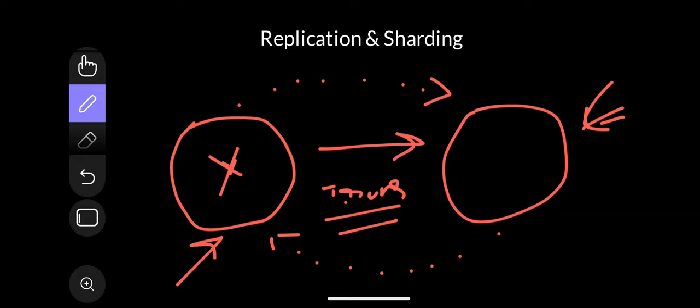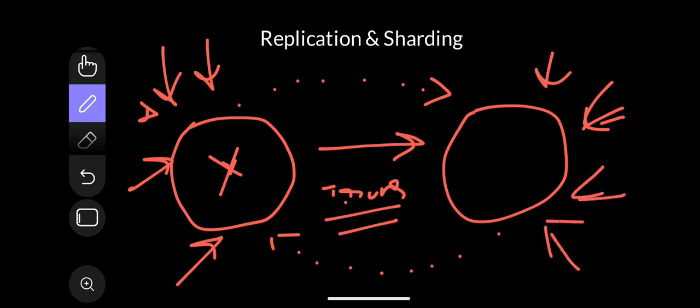Suppose all the users from India are reading from here. Now all the users from, let's say, a neighboring country, China, are reading from here. And suppose you had one more copy, all the readers from Vietnam or Singapore are reading here. Something like that. So this is how replication works.